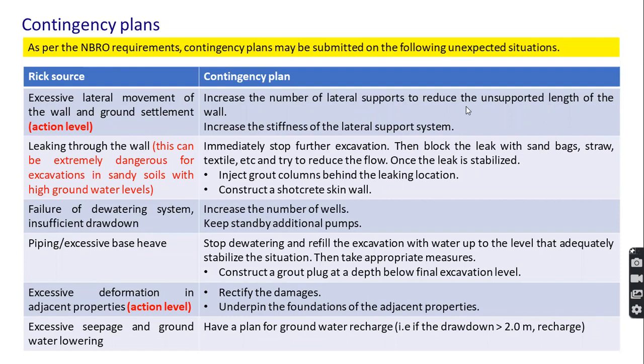Then leaking through the wall can be extremely dangerous, particularly in situations where the subsurface is sandy and the water table is high, because you will see that particles will be lost in no time, and large ground depressions can occur on the retained side due to this. So immediate actions have to be taken. In the contingency plan, we have to immediately stop further excavation, try to block the leak using sandbags, straw, textile, fabric, and try to manage or reduce the flow. Once the leak is stabilized, you have to stop the fines coming out from the hole.